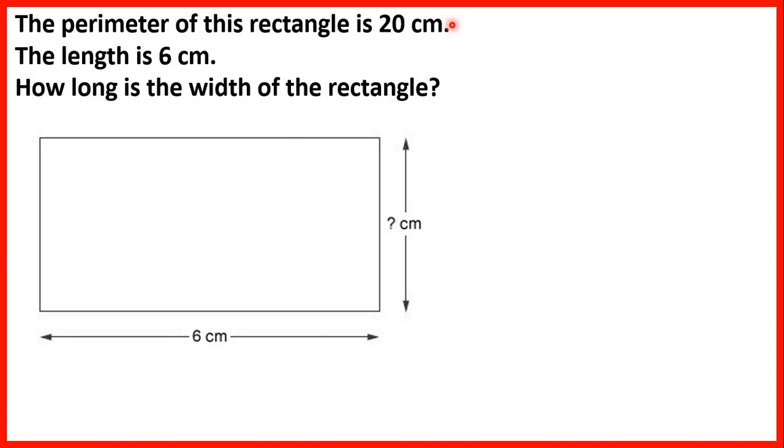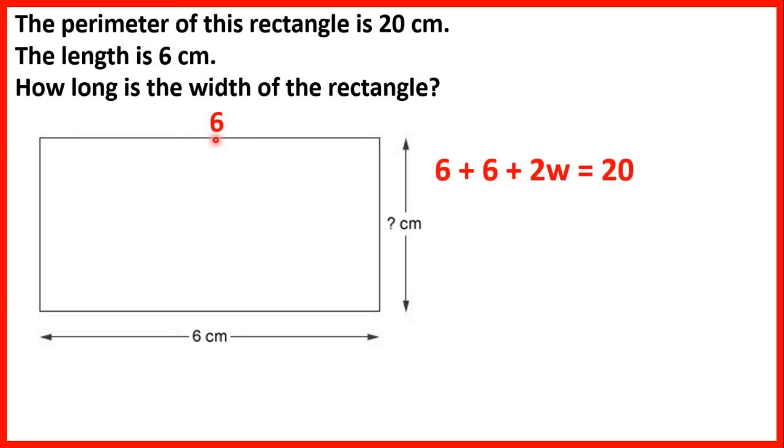The perimeter of this rectangle is 20 centimeters. So remember, the perimeter of a shape is the distance around the outside. The length is 6 centimeters. How long is the width of the rectangle? So we know that with rectangles, opposite sides are always the same length. So if this length is 6, then this length will be 6 as well.